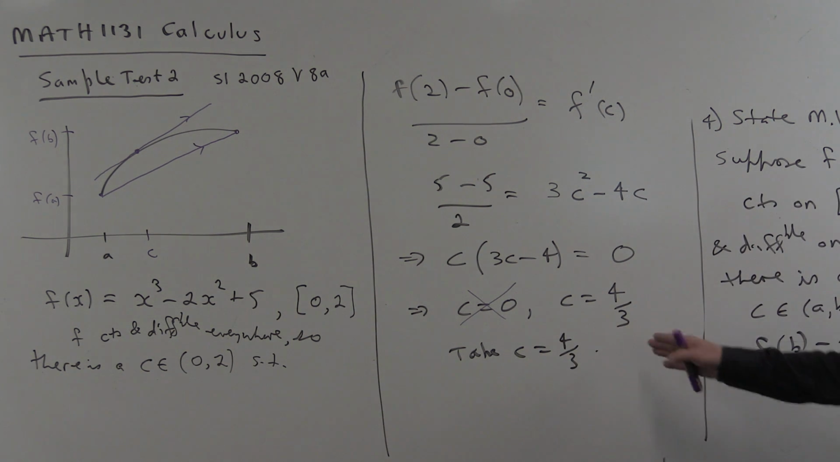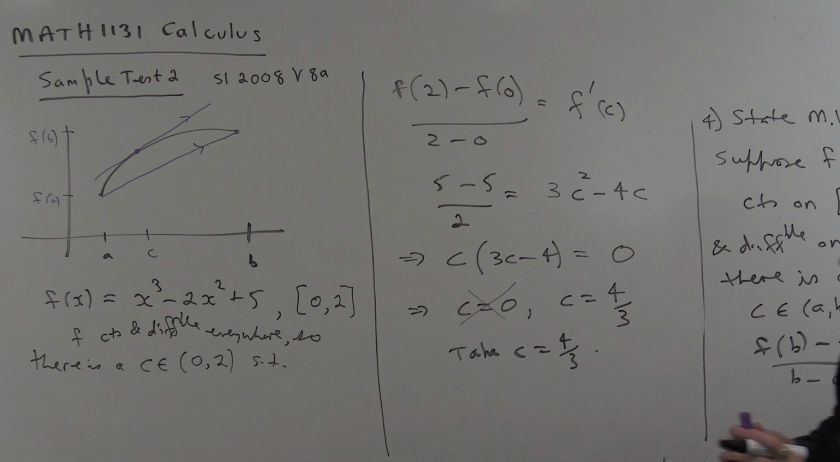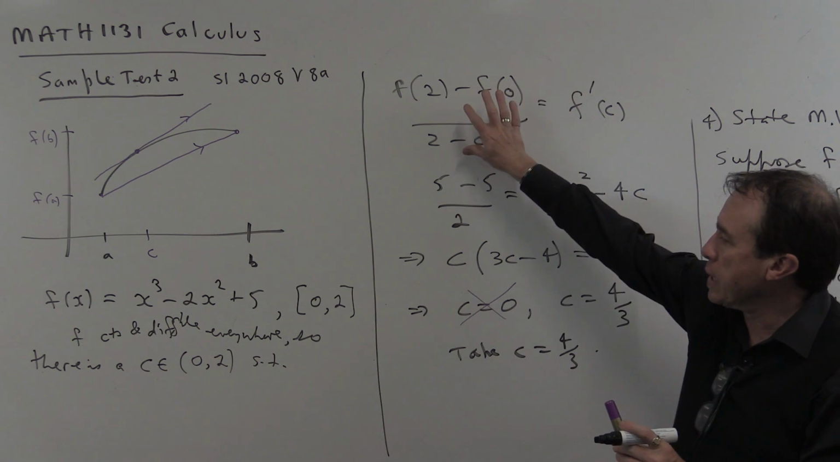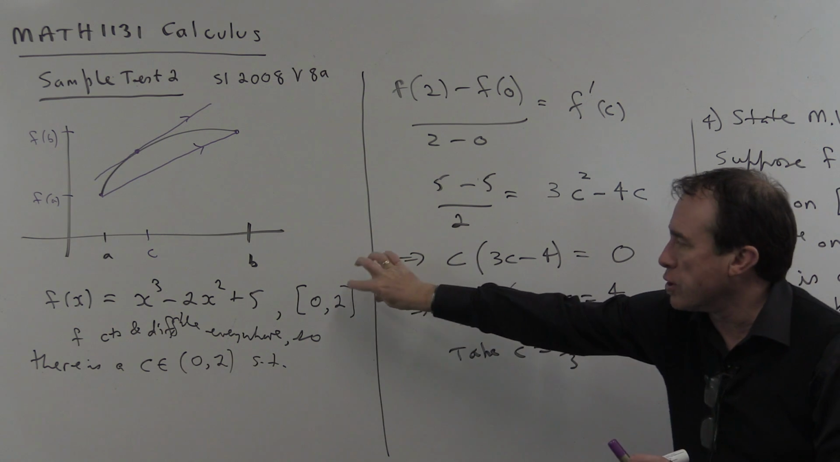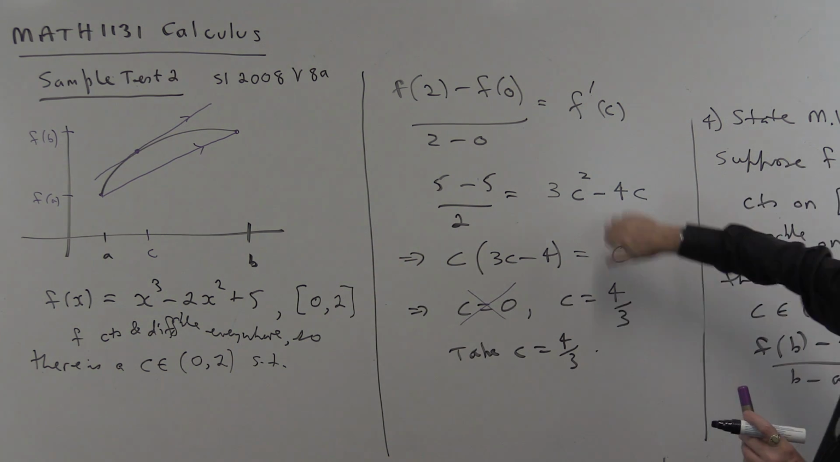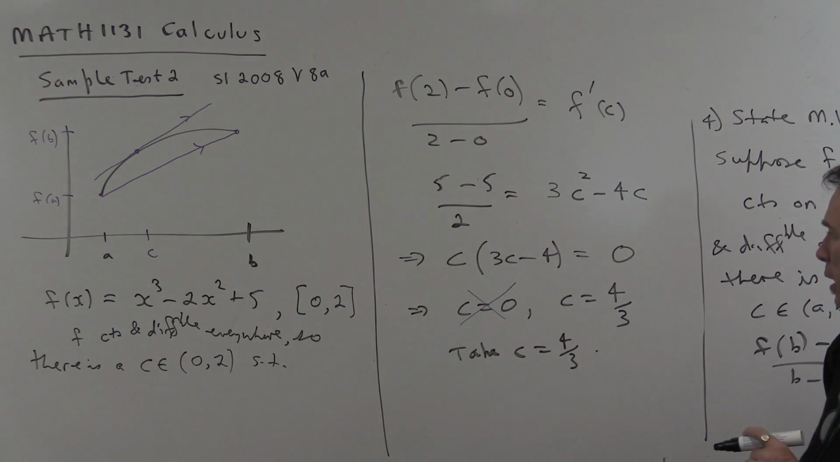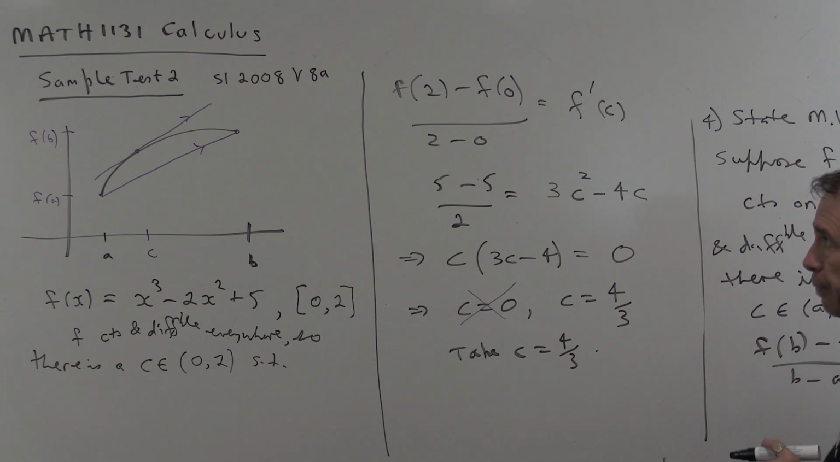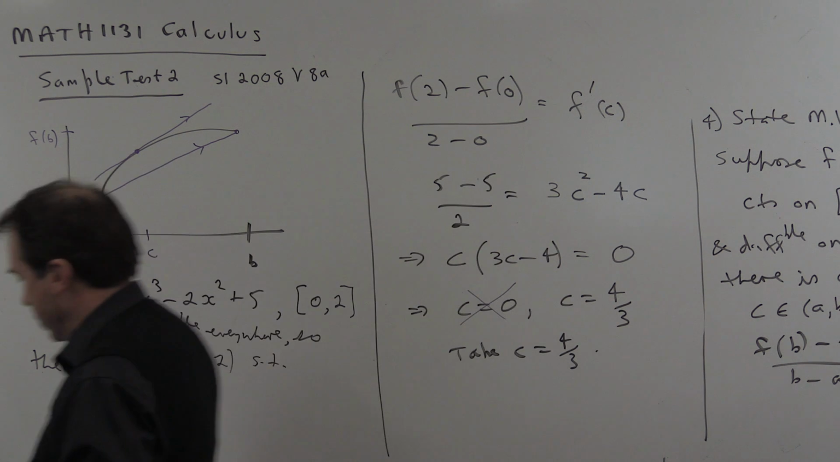And that means if I take that value at 4/3, the gradient of the secant of this function on this interval at these 2 points will be parallel, will be the same as the gradient of the tangent at this point, 4/3. So that's the end of that question there.